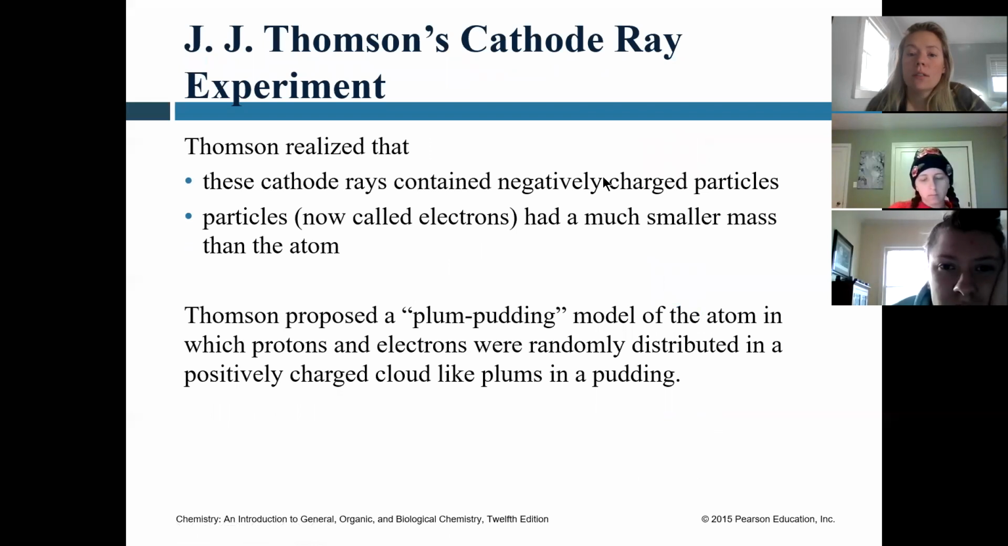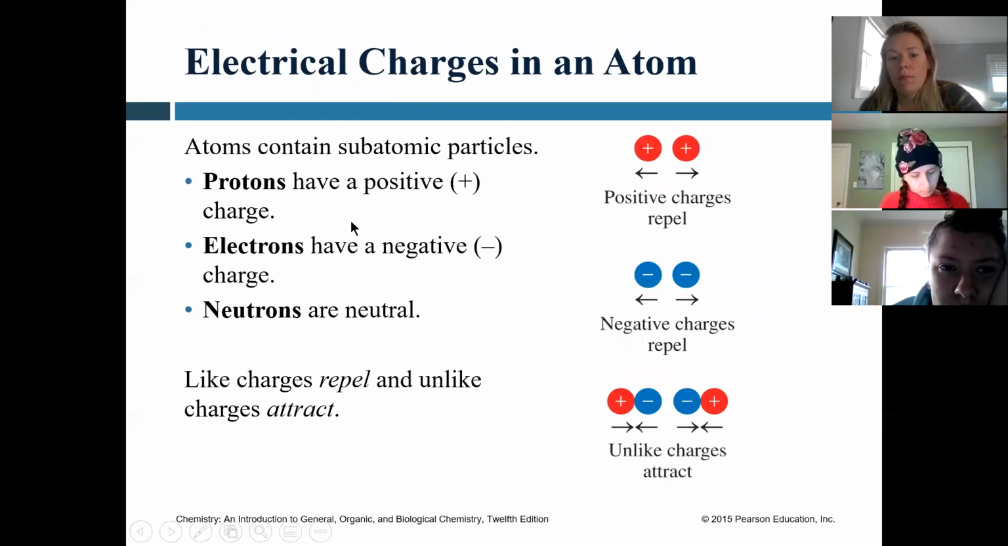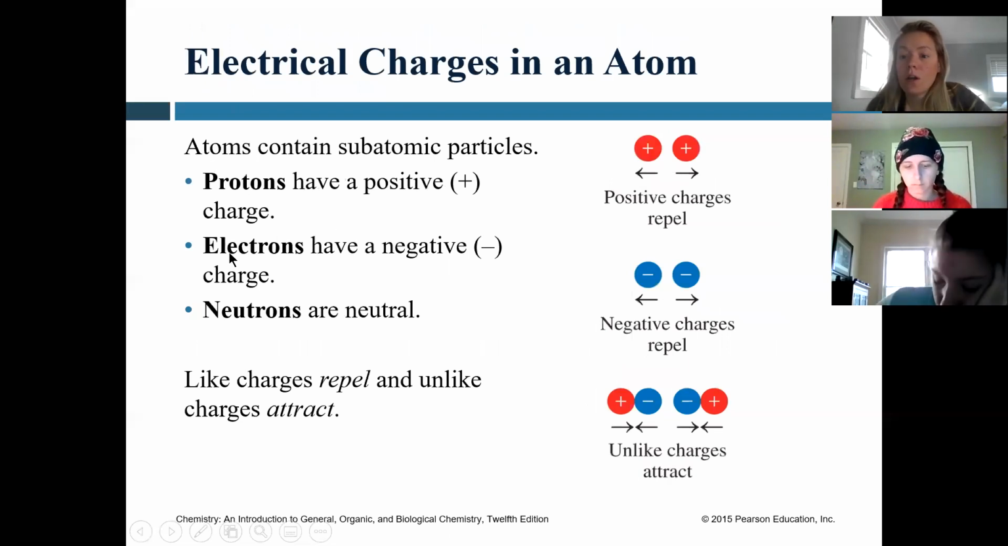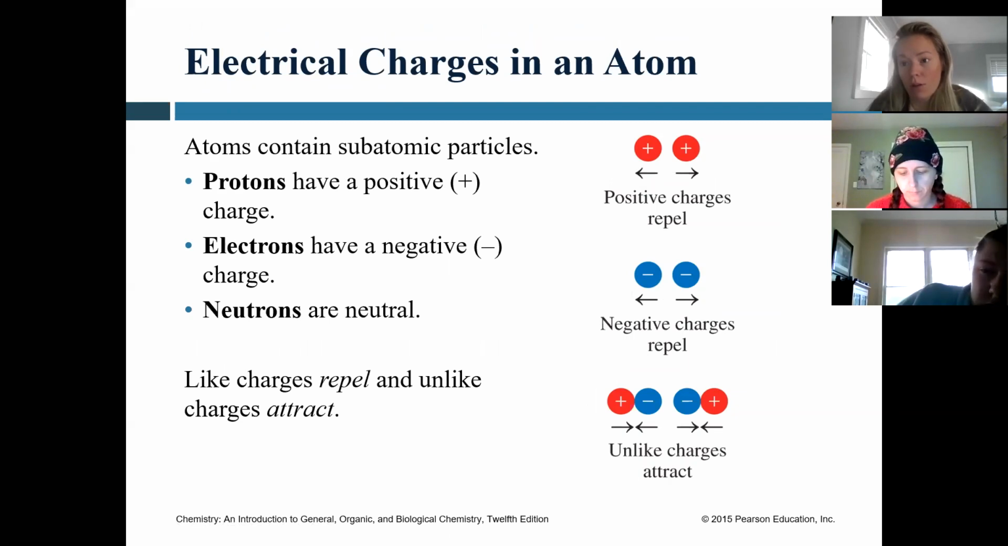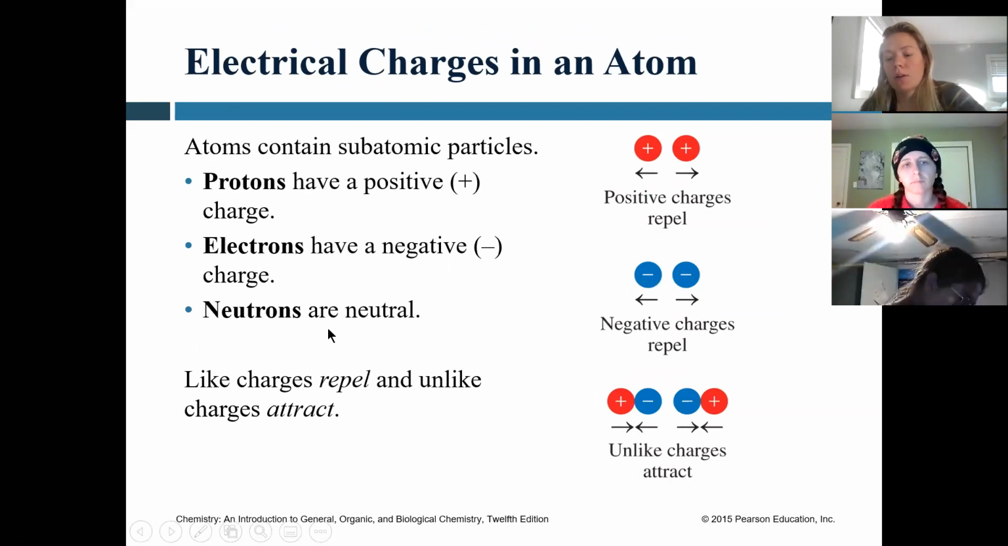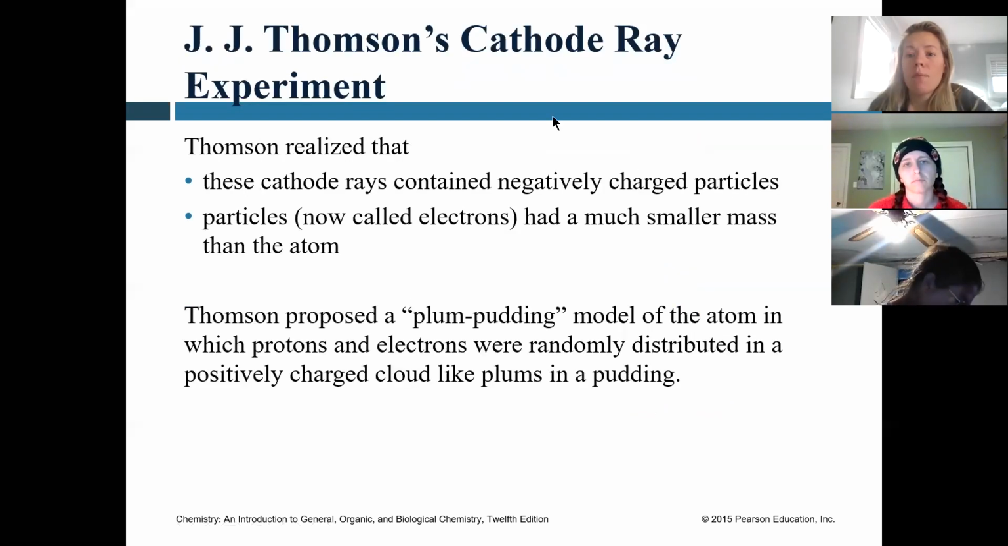So Dalton didn't really know about these subatomic particles. Dalton was just thinking that atoms were these sort of hard, tiny balls of matter. The subatomic particles came later. The first particle to be discovered of those 3 was actually the electron. So they found the electron first.